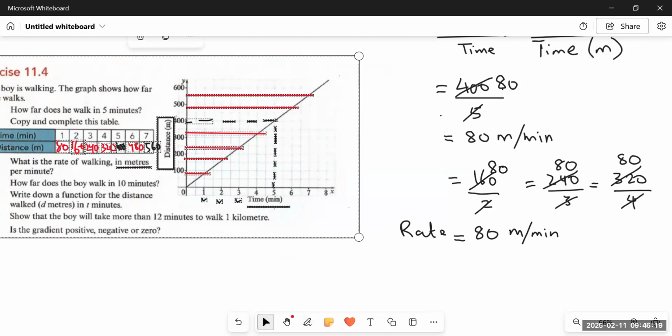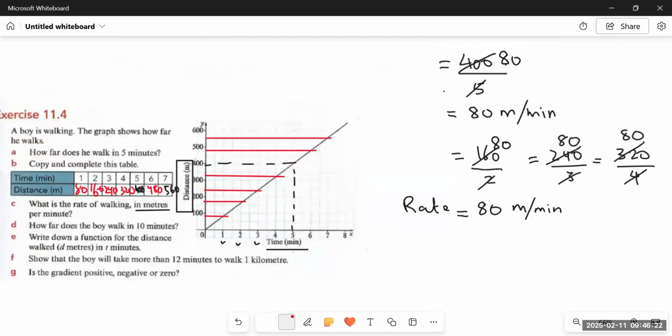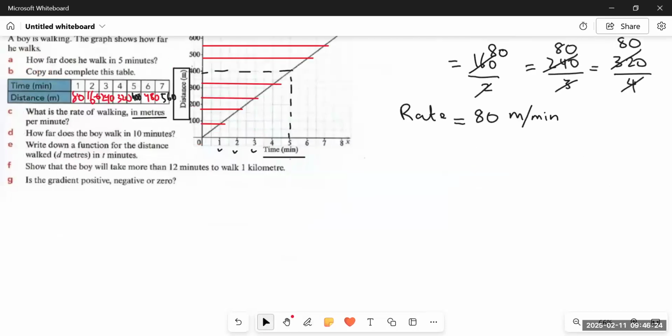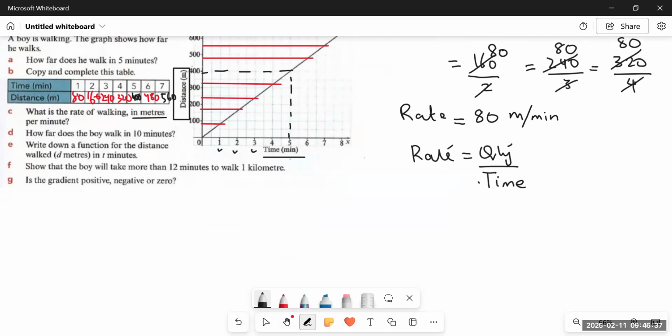Next, we have part D. How far does the boy walk in 10 minutes? So if we are provided with the time, we will use the same formula, that is, rate is equal to quantity upon time. If we have to find out the time, what are we going to do? We will make time the subject.